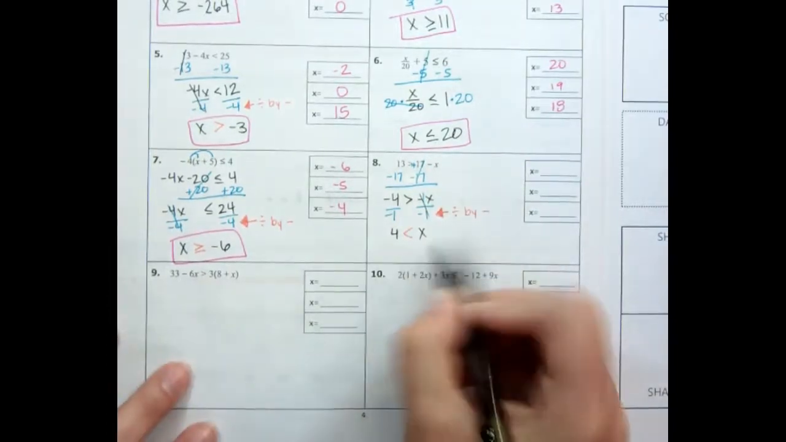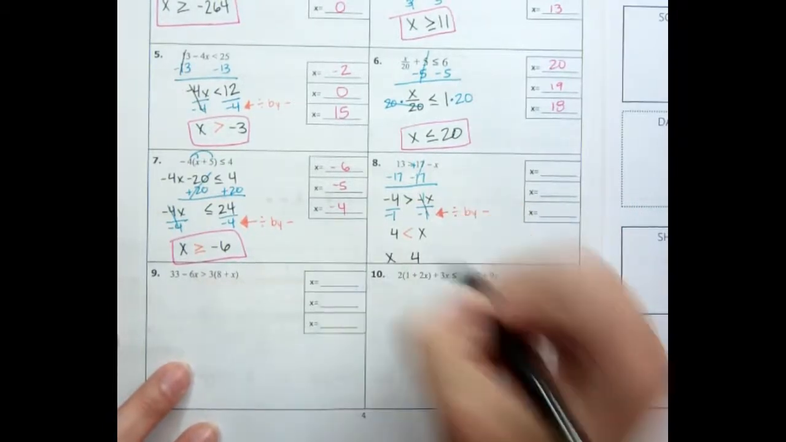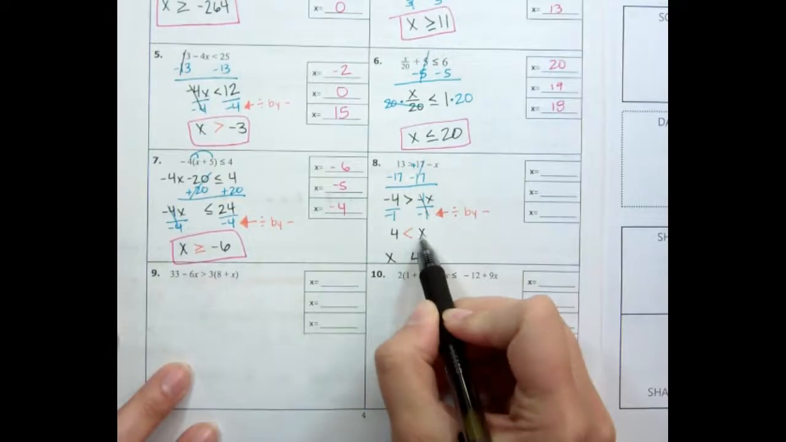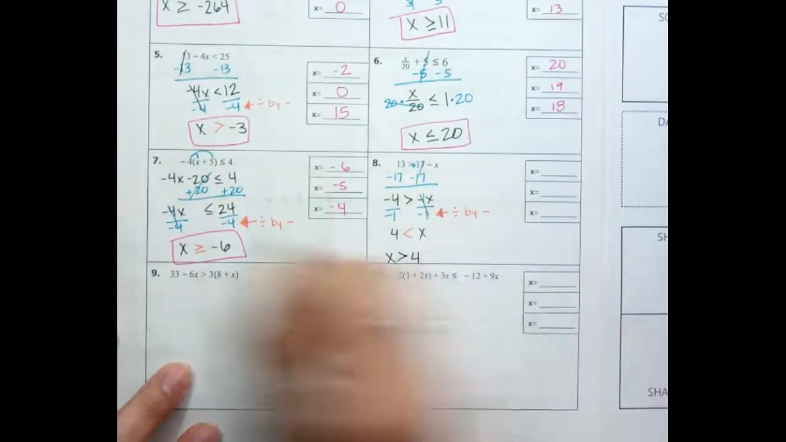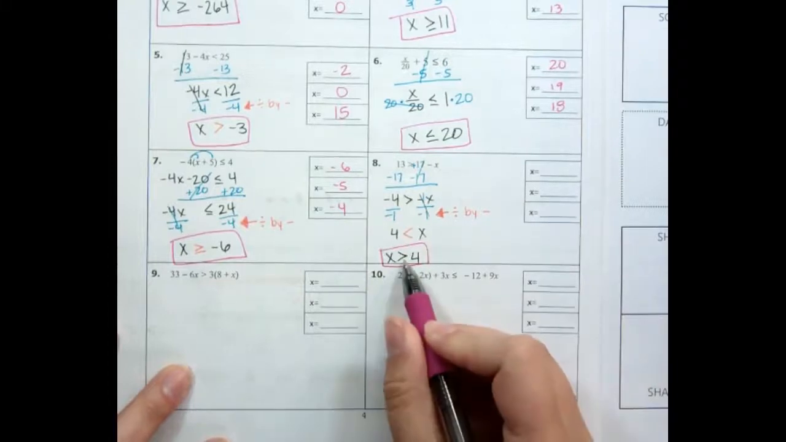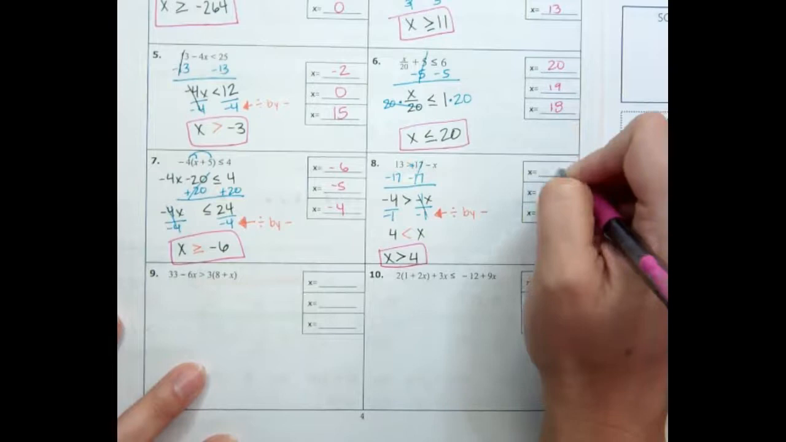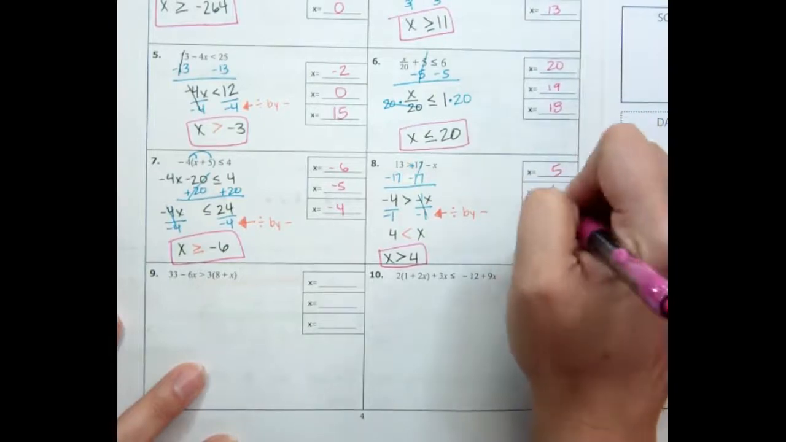Now again, this is bad grammar, so I'm going to take the whole thing and flip it. I'm going to put the x on this side, the 4 on this side. See how it opens up to the x here? It is still going to open up to the x in my final answer. So x is greater than 4. So pick 3 things that are greater than 4. How about 5, 6, and 7?